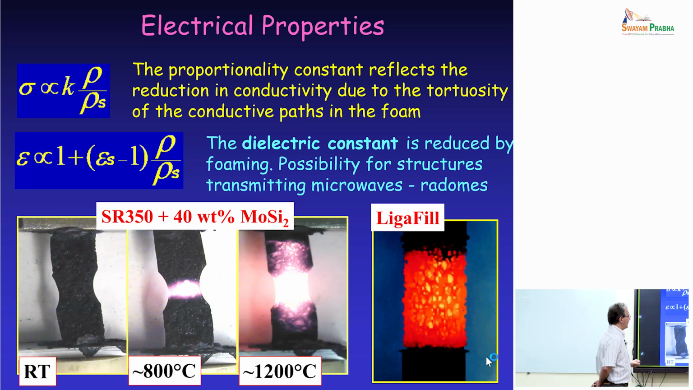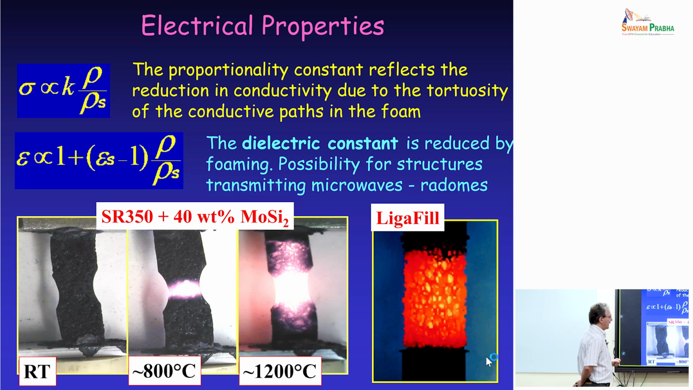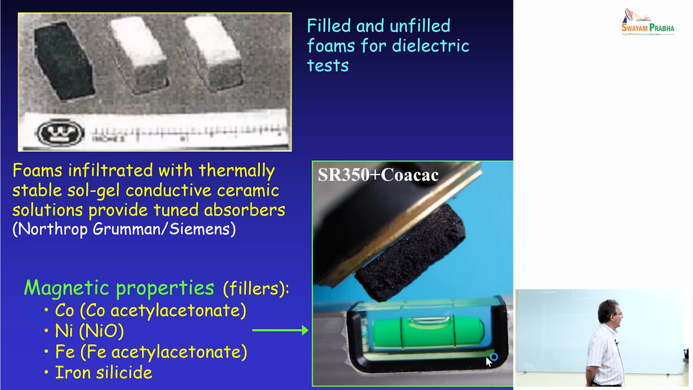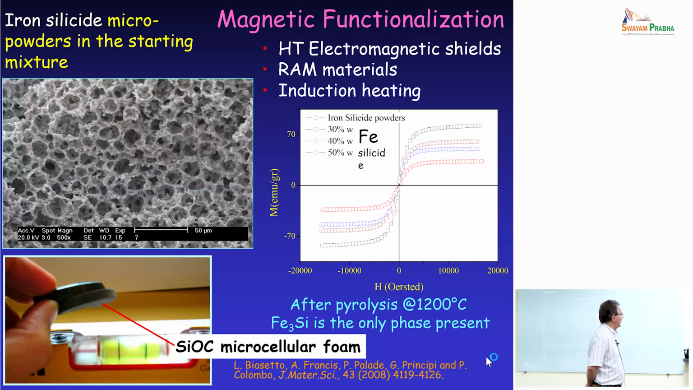People have been interested in developing electrically conductive foams, and you can see here some examples. And the idea is that you can provide additional features to your component in this way. And that was a silicon carbide, the one on the right, Ligafil. It was developed by IKTS in Germany, Fraunhofer Institute, and they have used this for catalytic reactions. Okay, I can skip this. You can add magnetic fillers, and then you obtain magnetic foams. And you can see that if you embed, for instance, iron silicide powders, then you can have magnetic behavior in your material.